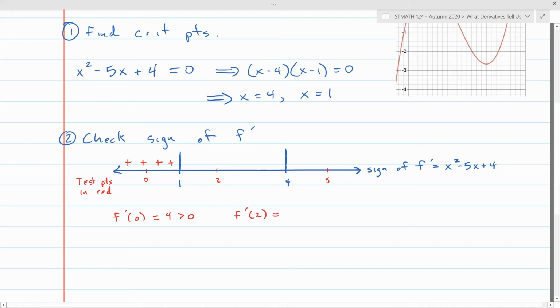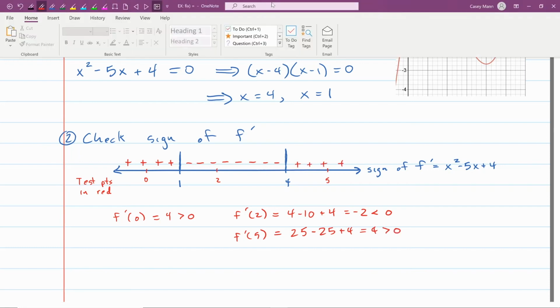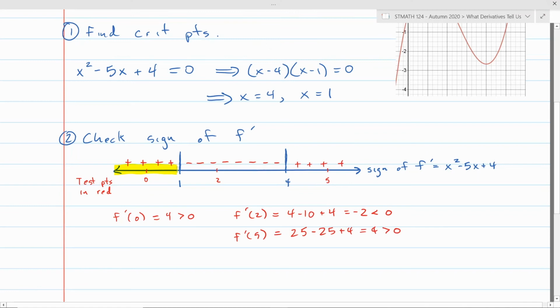And then I'm going to plug in 2 into the derivative. So f prime of 2, I'm going to get 4 minus 10 plus 4. So that's negative 2. That's less than 0. So in that interval, the derivative is going to be negative. So I'm putting minus signs above the interval 1 to 4. And lastly, I've got f prime of 5 I want to look at. So f prime of 5, I'd get 25 minus 25 plus 4. All I really care about is that that's positive. So if I shade those positive intervals yellow just for visual effect, there's where the function's increasing, and then blue where it's negative, that's where it's decreasing.